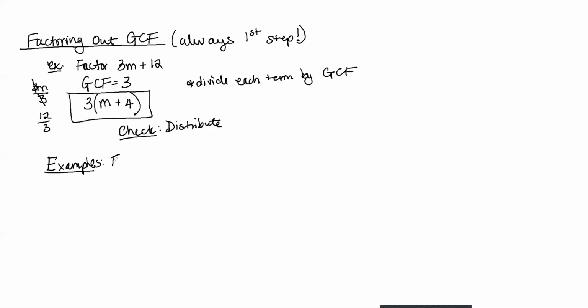Let's go ahead and look at some examples. So let's factor out the GCF. Number 1, we're given 4x squared plus 6x. So first thing I'm going to do, I know in some of the homework problems you're given the GCF, so they'll put it out in front for you. So for this one, our GCF for 4 and 6 is 2, and this one has 2 x's, this one has 1, so we can take out 1x.